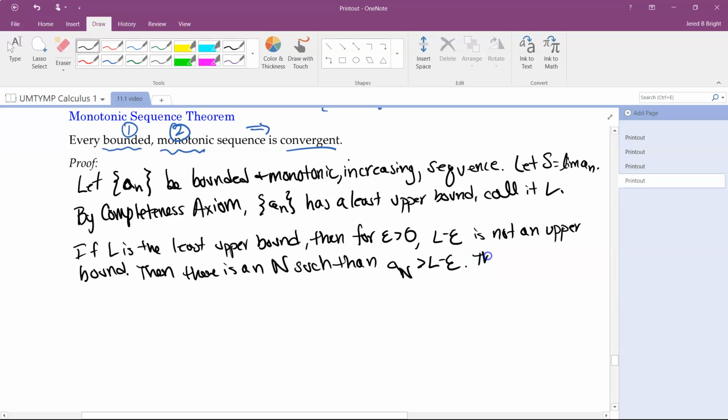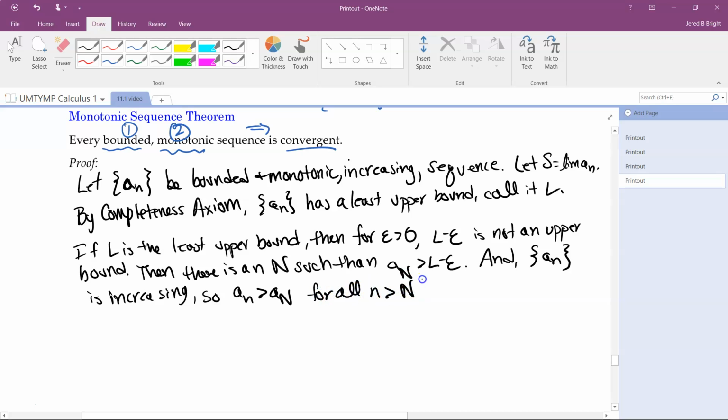And therefore, a_n is increasing as a sequence, so a_n is bigger than a_N for all n bigger than capital N. Thus, we have a_n is bigger than L minus epsilon.